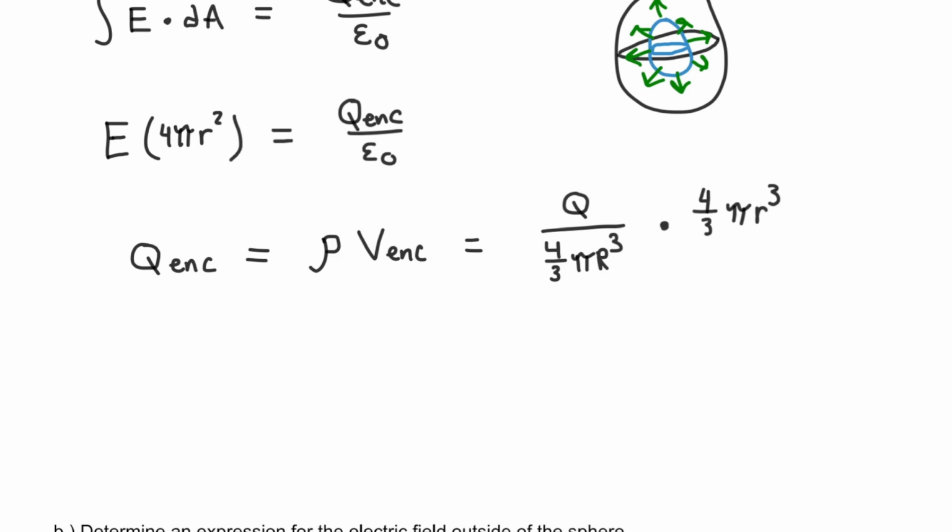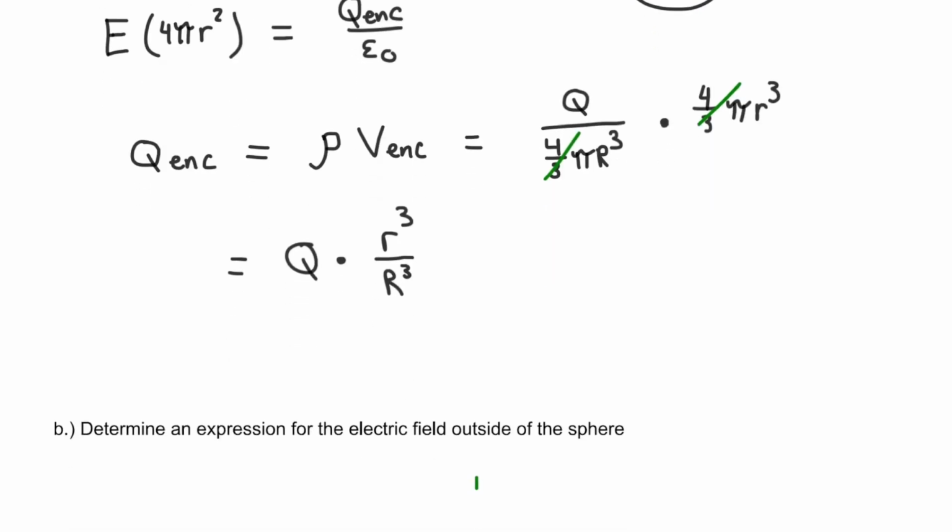And we see a nice little cancellation here where the 4/3 pi cancels. So a lot of people can honestly just see this, and they know this result, that since these both scale with volume, I'm really just taking the total charge and multiplying by this factor of little r cubed divided by big R cubed, which is sort of the charge enclosed fraction, because we know it scales like volume. So that allows us just to write Gauss's law: E times 4 pi r squared is equal to Q times little r cubed divided by big R cubed as our Q enclosed, divided by epsilon naught.